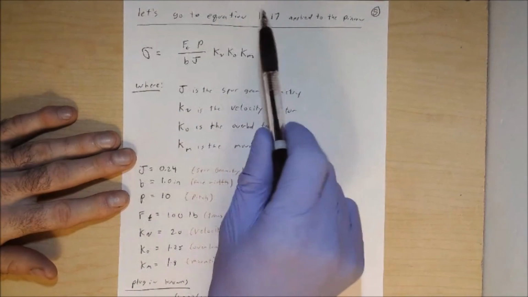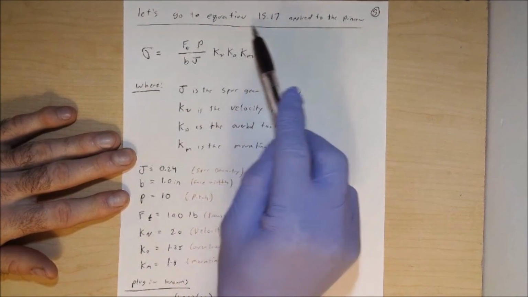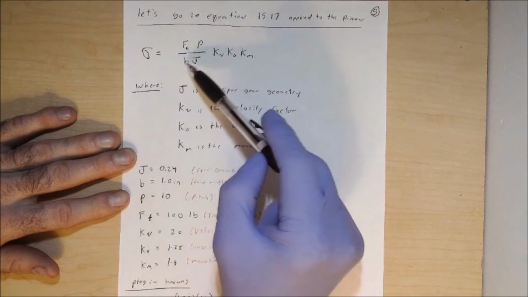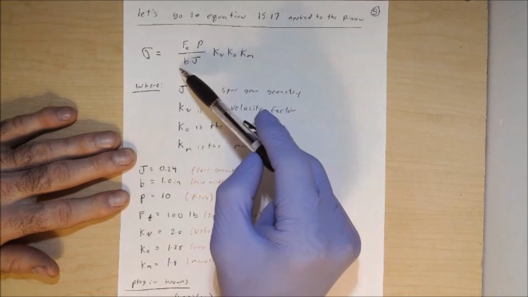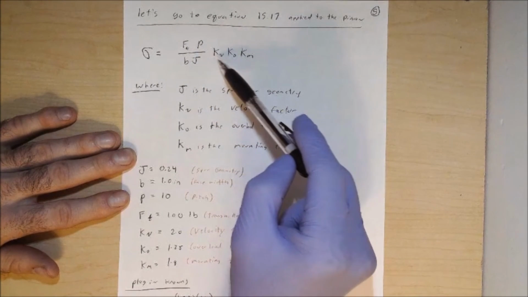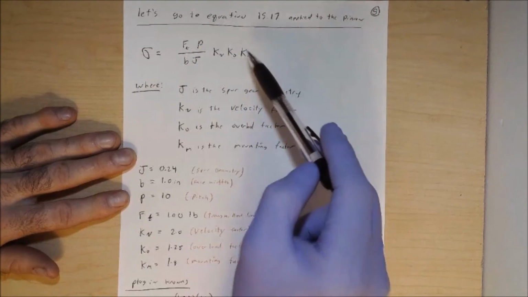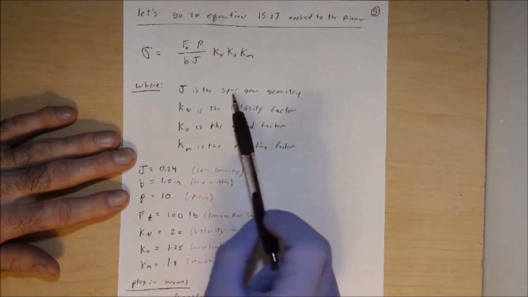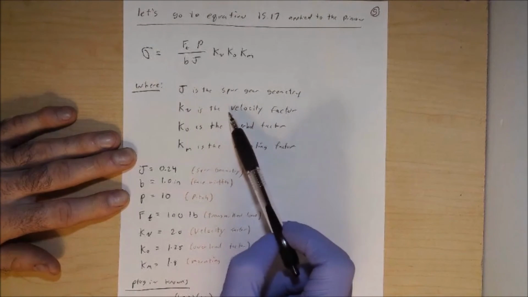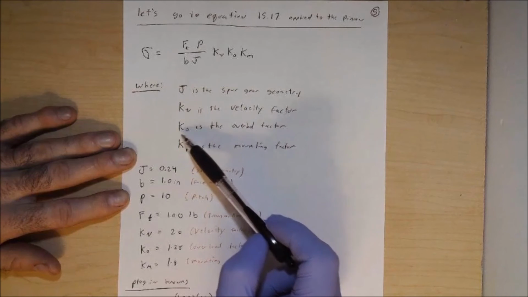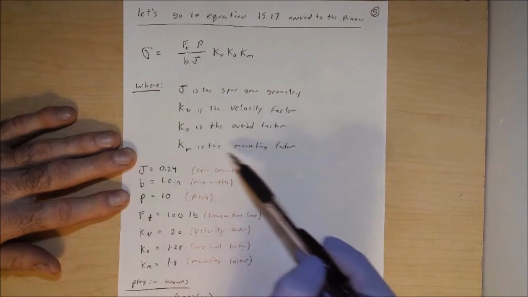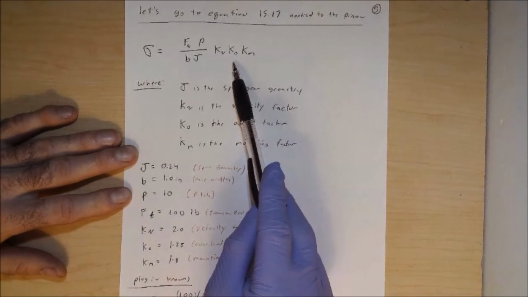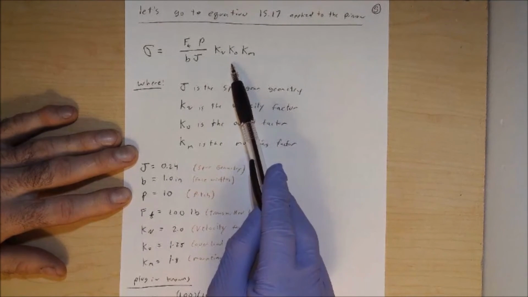So now let's go to equation 15.17, and we're going to apply this to the pinion. We look at this equation here, and we have that sigma is equal to F sub t times P over B times J times K sub V times K sub O times K sub M, where J is going to be our spur gear geometry that we've already solved for. K sub V is the velocity factor. K sub O is the overload factor, and K sub M is the mounting factor. So of these variables for equation 15.17, the next thing we want to ask ourselves is, what do we have and where are the values?